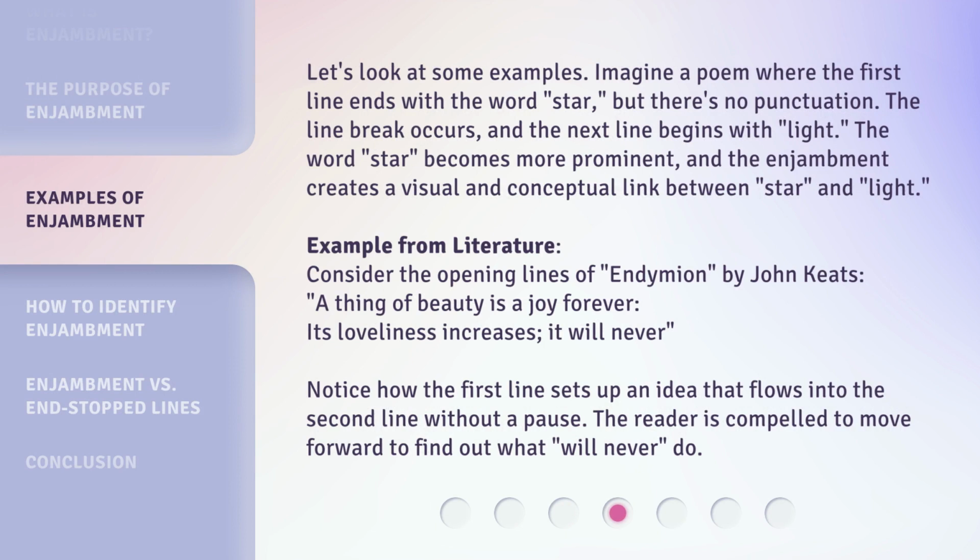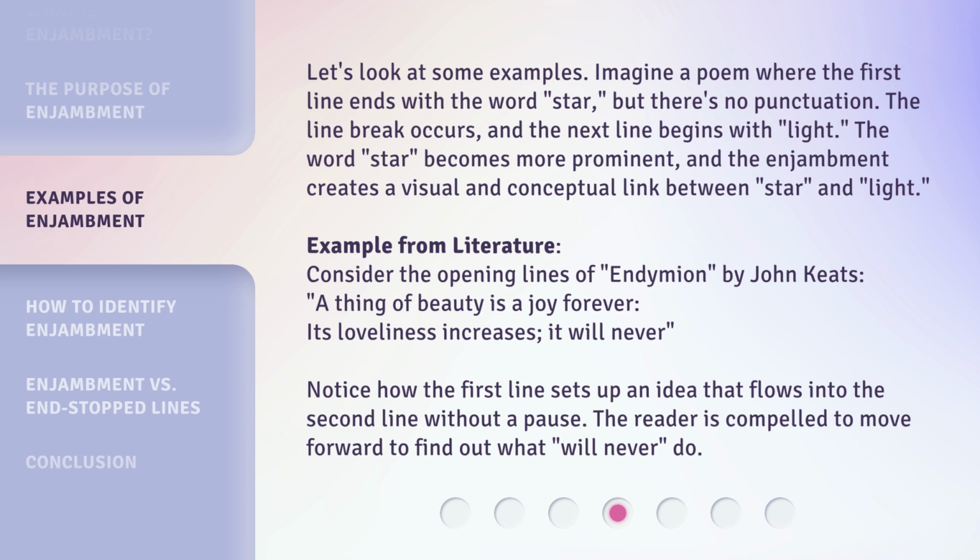Let's look at some examples. Imagine a poem where the first line ends with the word star, but there's no punctuation. The line break occurs, and the next line begins with light. The word star becomes more prominent, and the enjambment creates a visual and conceptual link between star and light.